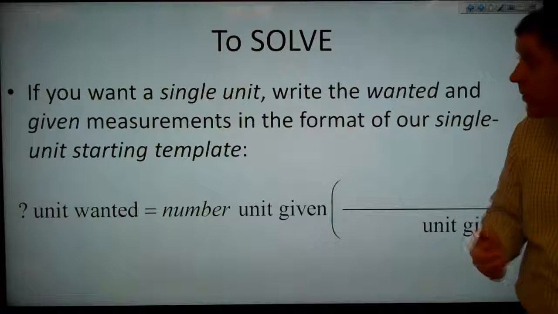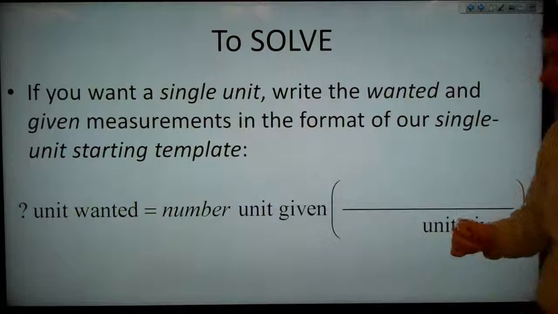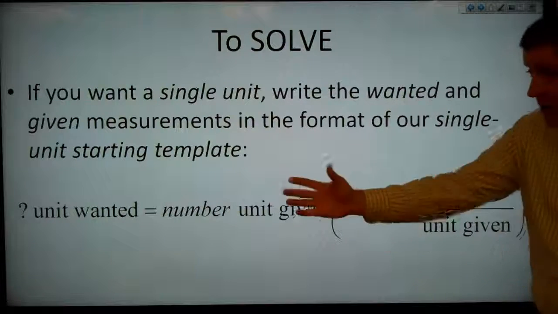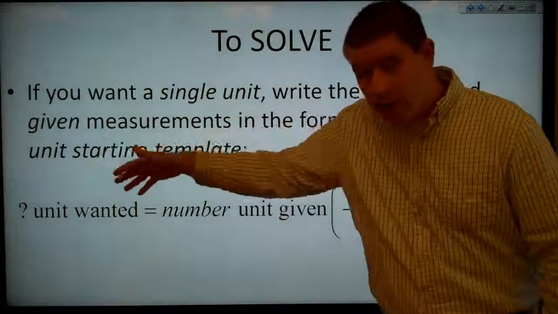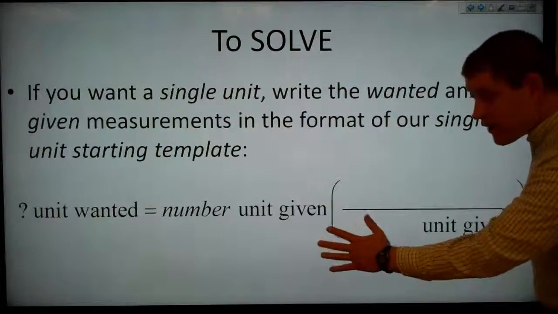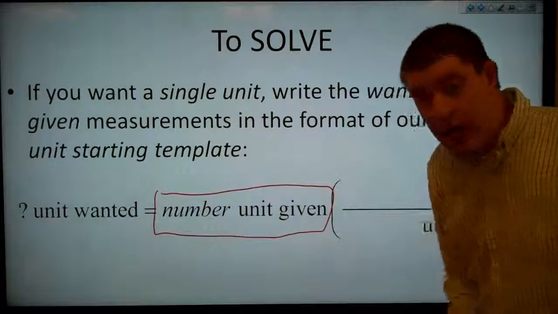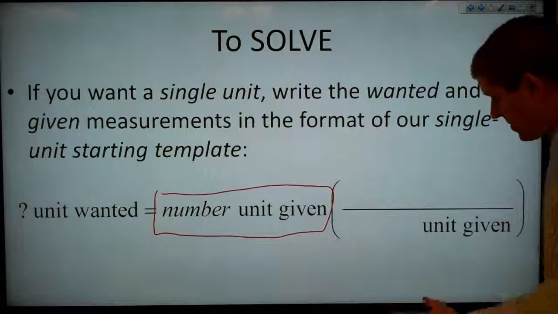If you want a single unit, then you're going to write the wanted and given measurements in the format of our single unit starting template, which is given here. So we have a question mark, and then whatever our wanted unit is, equals number times the unit given. So all of this is our given. That's what should be in your box or circle or highlighter or whatever.